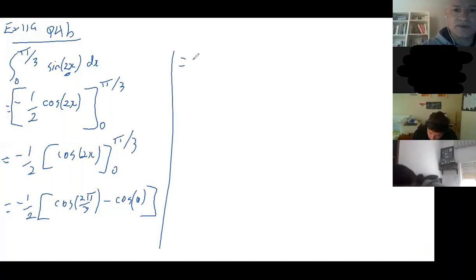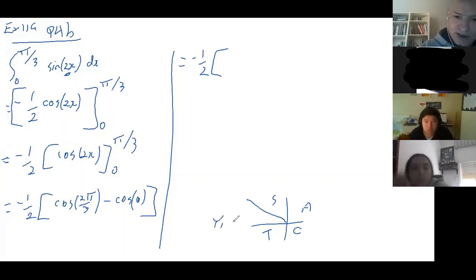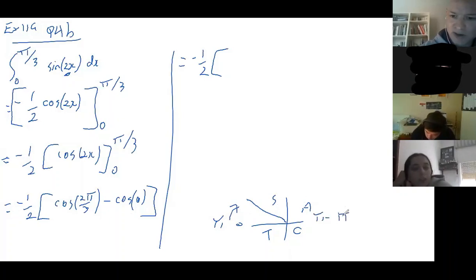Okay, which gives me negative a half cos of 2 pi on 3. Now remember, 2 pi on 3 is here in the second quadrant, and cos in the second quadrant is negative. So how do we get to 2 pi on 3? Really, we're going to get to pi, and we take away to go backwards. So it's going to be pi, and we have to take away pi on 3. So that's what we're going to write.